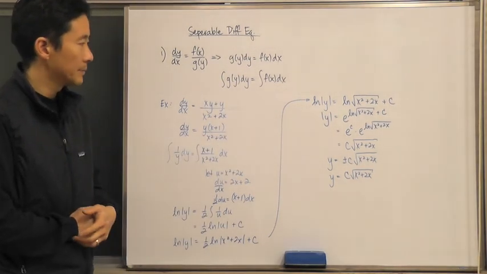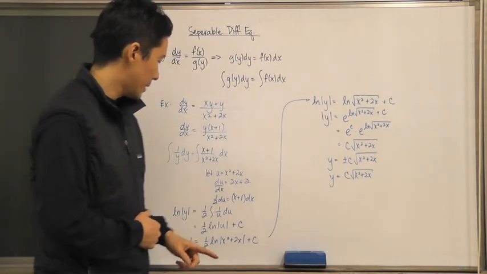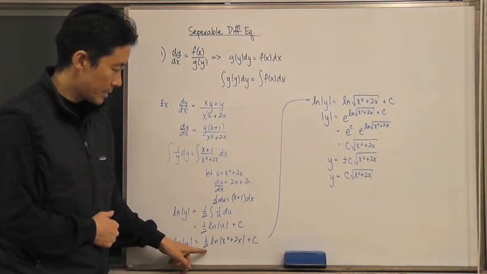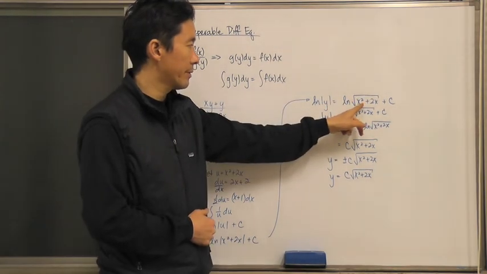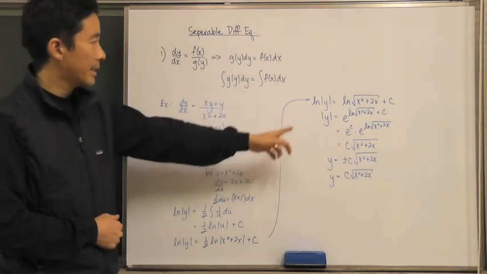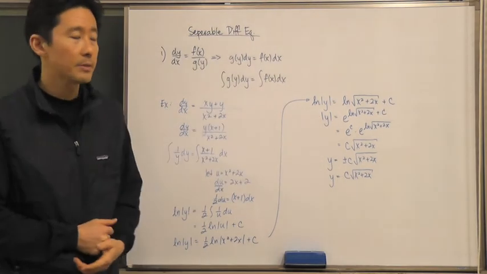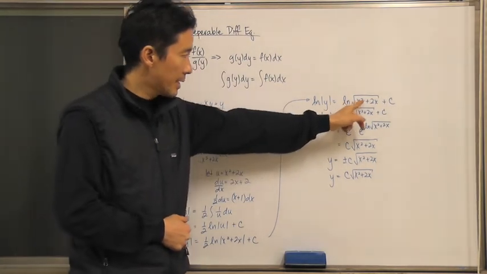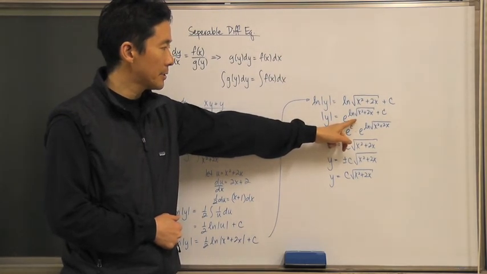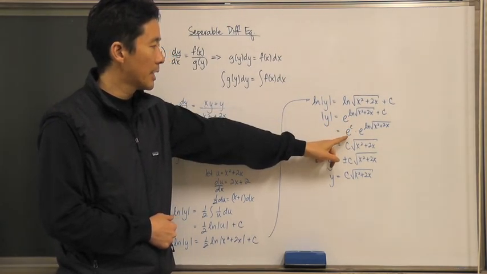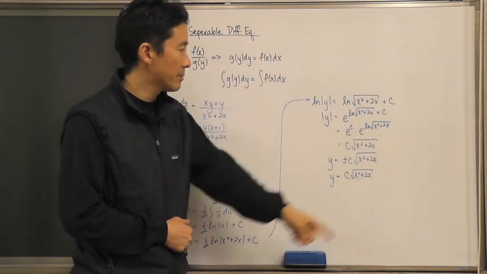So, come up here. Now notice that if I wanted to change this a little bit, I'm going to rewrite this using our rules of logarithms and say that this is the natural log of the square root of x squared plus 2x. And then I take the exponent, changing it into its exponential form. So I have the absolute value of y is equal to e to that. And then I use my rule of powers, my index laws, and I come out with e to the c times e to the natural log of the square root of x squared plus 2x.